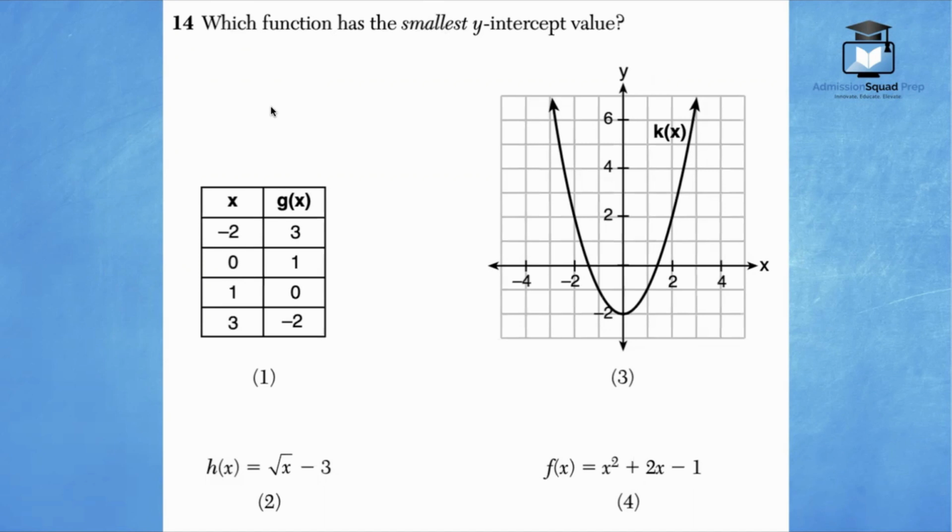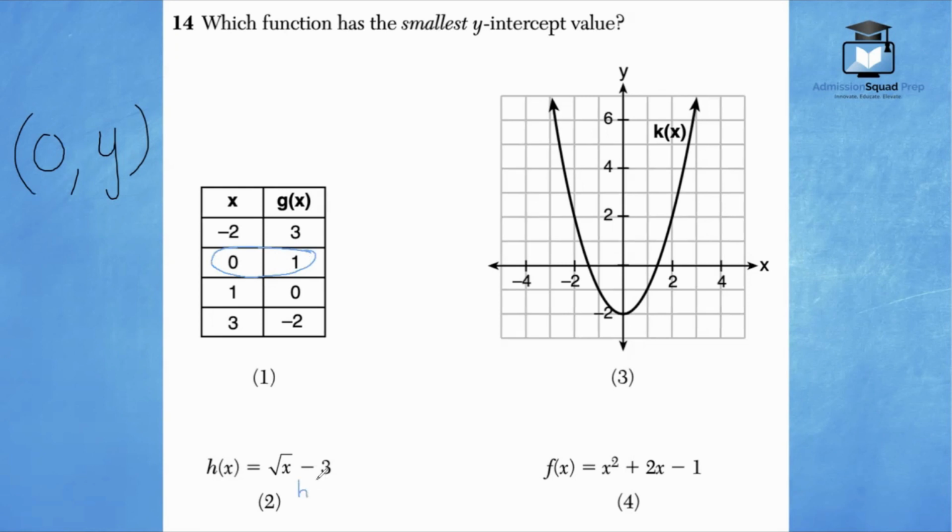Number 14. Which function has the smallest y-intercept value? The y-intercept is going to be the point where x is 0, and then we have some sort of y value. So you're asking yourself, what is y when x is 0? Let's take a look at our answer choices. For answer choice 1, the y-intercept is 0, 1, because when x is 0, y is 1.